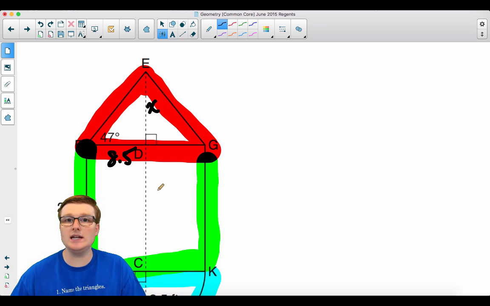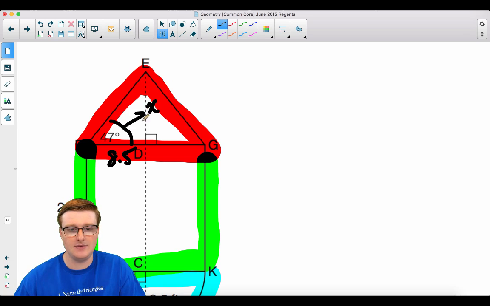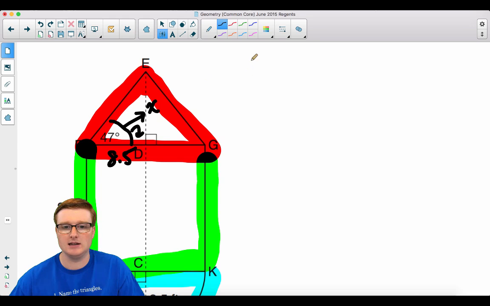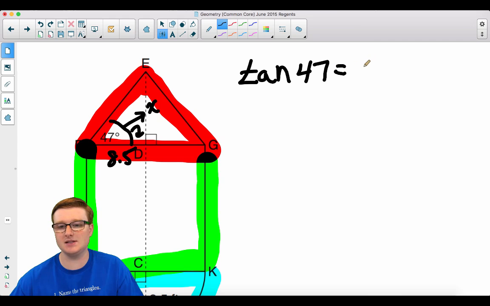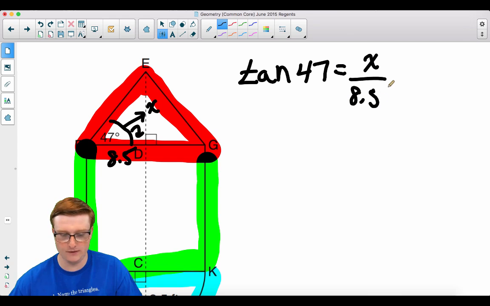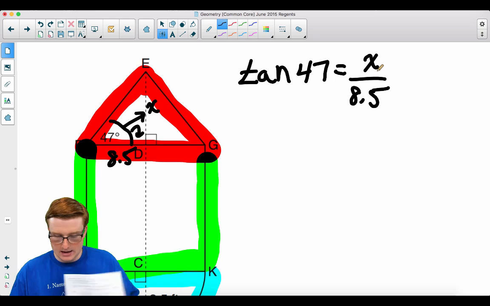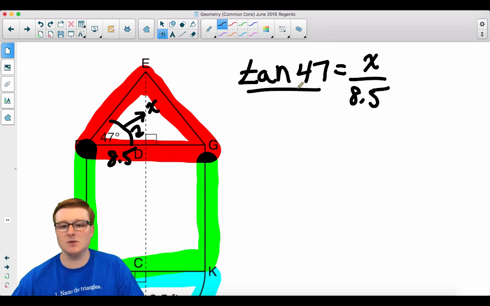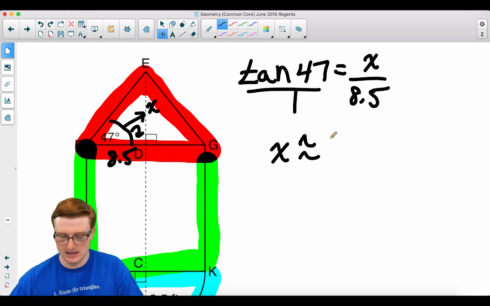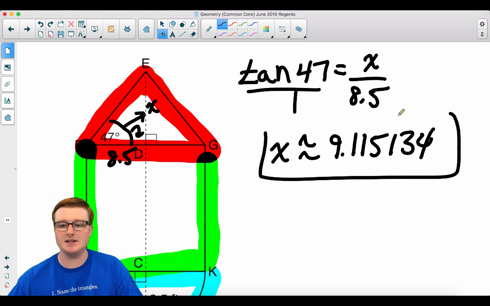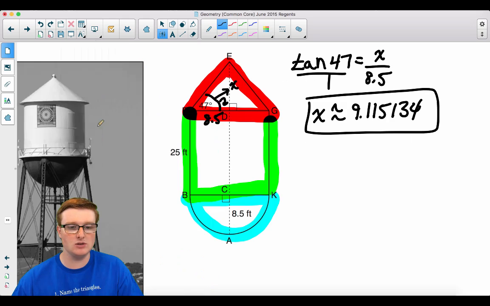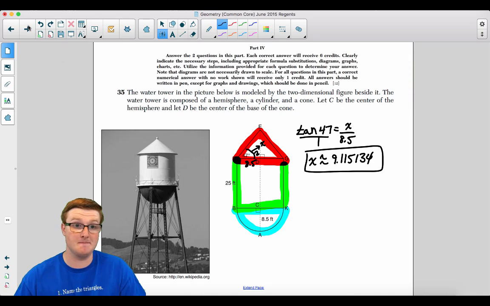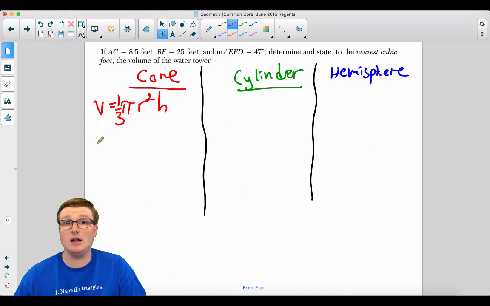Well, how do we do that? We need to use trigonometry to solve for the height, because that's your reference angle, that's your opposite, that's your adjacent. Ladies and gentlemen, we are using the tangent. Tangent of 47 degrees is equal to the opposite, which is x, over the adjacent, which is 8.5. So now you cross multiply, and you get x is approximately equal to 9.115134. You need to keep this in the back of your brain because we are going to be using it again very, very shortly. So let's find the volume of the cone first.